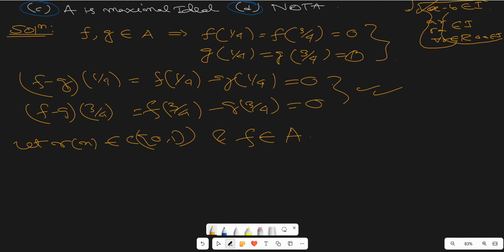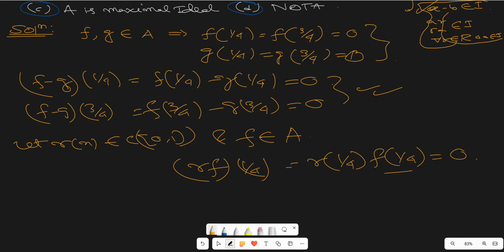Yes, f is a member of A, whatever the set is defined as A. So you have to check Rf at 1/4 and at 3/4. Rf at 1/4 means R at 1/4 times f at 1/4. Because f at 1/4 is 0, this implies that this is entirely 0. Similarly, this works for fR at 1/4, which is actually 0. So the first condition is satisfied.